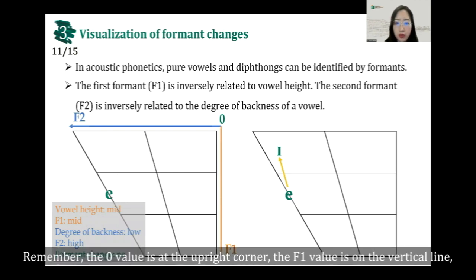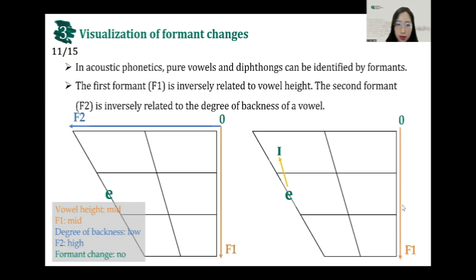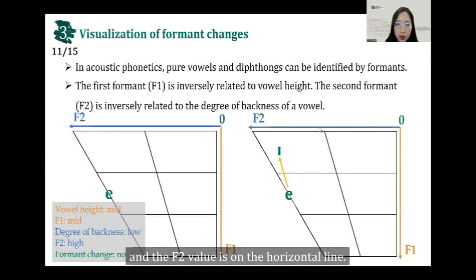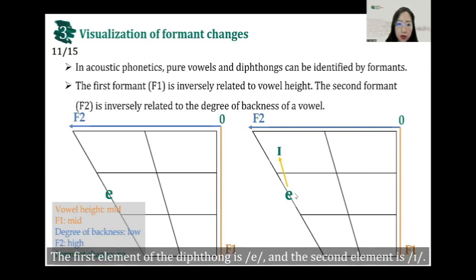Remember, the 0 value is at the upper right corner. The F1 value is on the vertical line, and the F2 value is on the horizontal line. The first element of the diphthong A is e, and the second element is I.